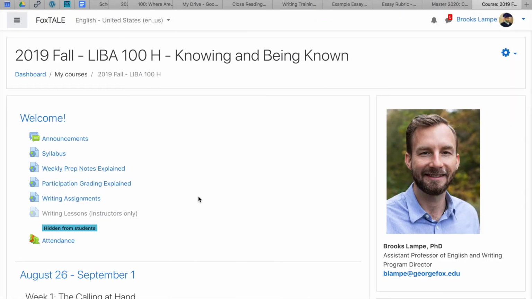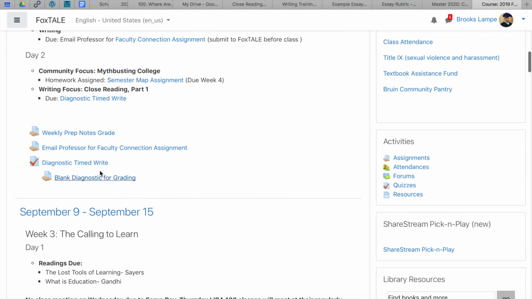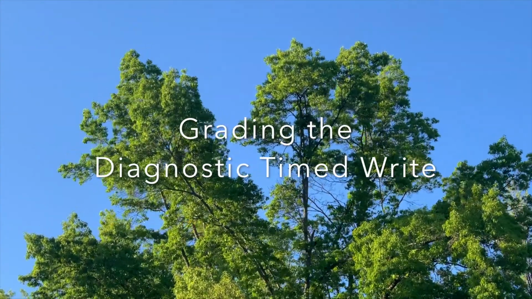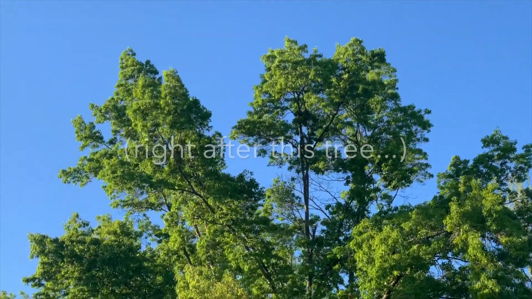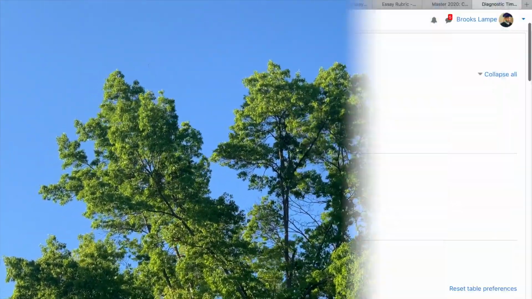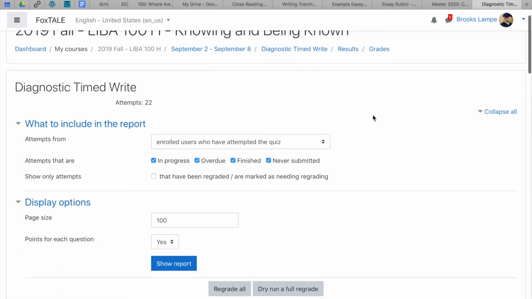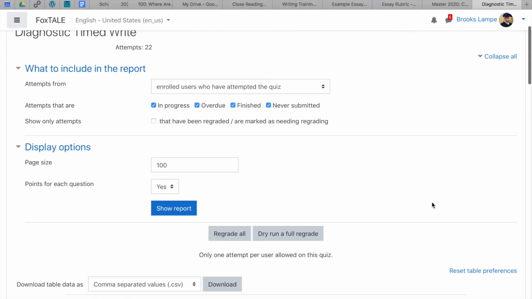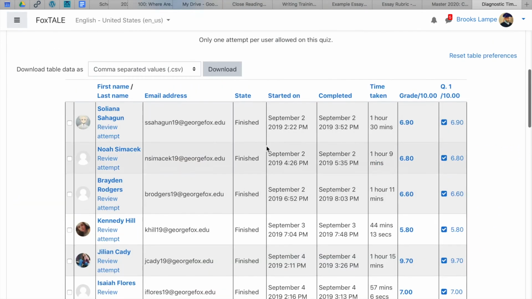Last but not least, I want to show you your options for grading the diagnostic timed rate. Now, the wrinkle in Foxtail, of course, because Foxtail likes to make our lives miserable, is that you cannot attach a rubric to a quiz. So how do you grade the diagnostic timed rate? Let me show you how I like to grade quizzes.